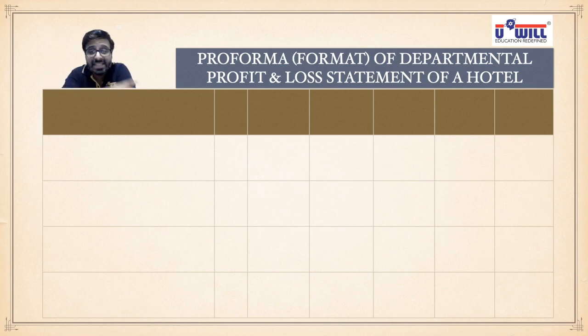Okay, you have to submit this in the homework to the supervisor. So do it along with me itself in this video lecture. Your homework will be done simultaneously. Okay, pause the video, make the 7 columns, give the heading Proforma or format of departmental profit and loss statement of a hotel.